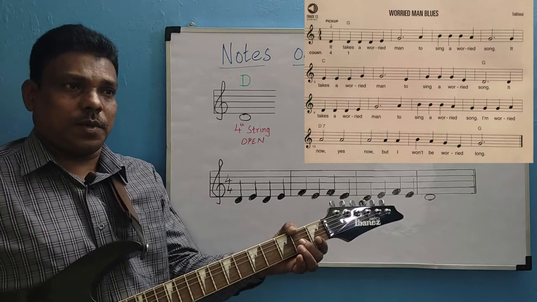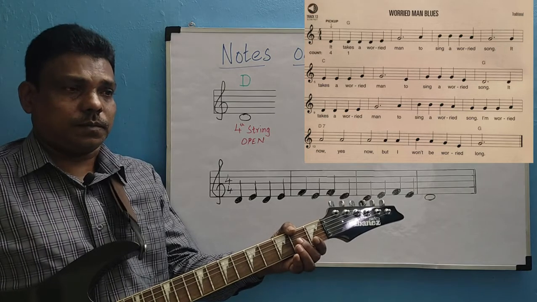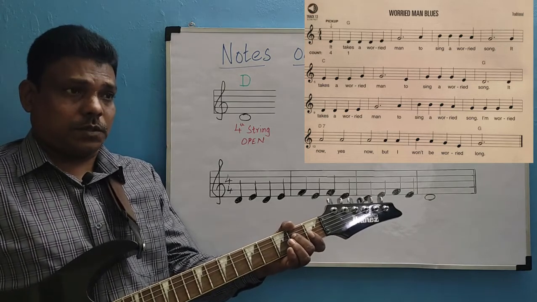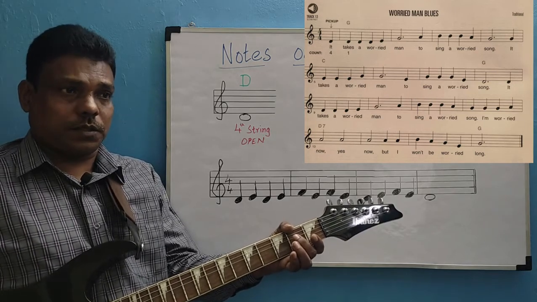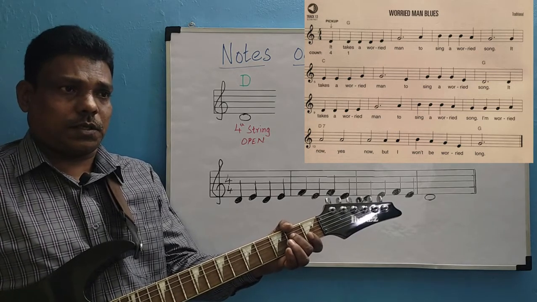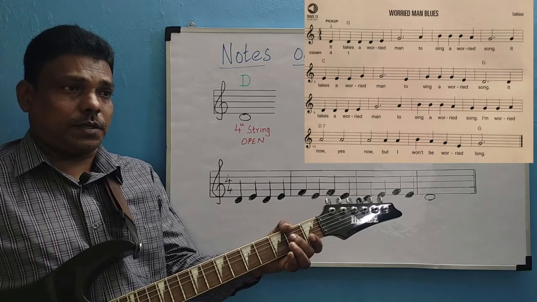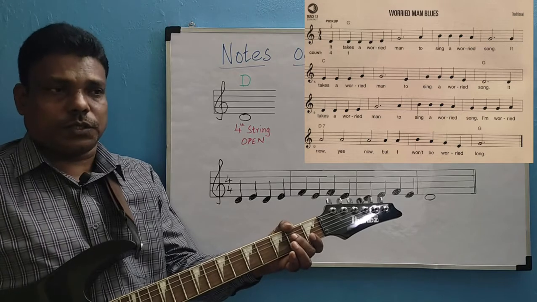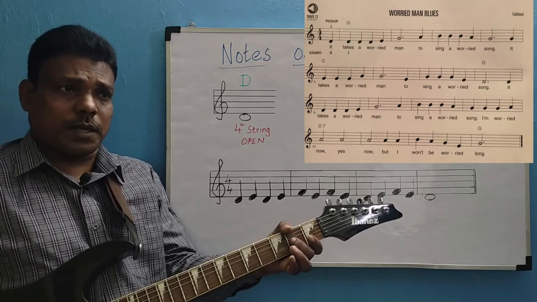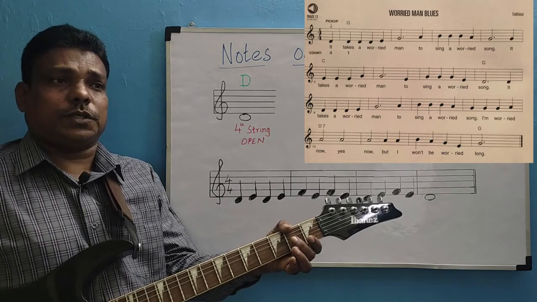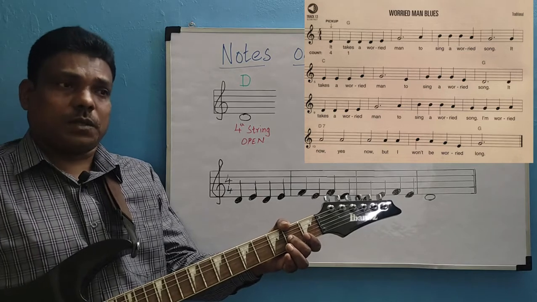D, D, D, D, E, G, 2, 3. A, B, B, B, A, G, 2, 3. E, G, G, 2, 3. E, G, G, G, E, D, 2, 3. E, D, D, D, E, G, 2, 3. A, B, B, B, A, G, G, G, A.